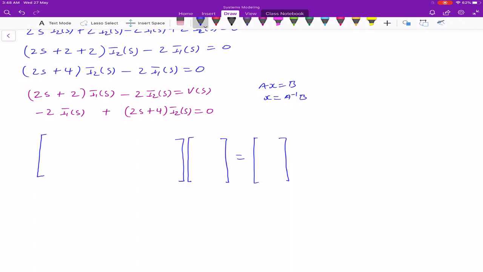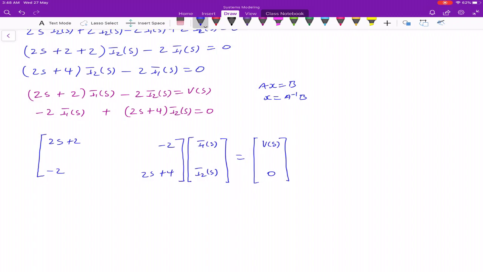And we can see here we want A1 of S, A2 of S, because that's what is common to both of them, and it's equal to V of S and 0. So here we are going to have 2S plus 2, and on the diagonal we have minus 2 and minus 2, then 2s plus 4.